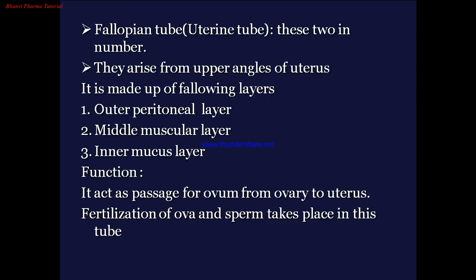Next, the fallopian tube helps in fertilization. Fertilization of the ovum and sperm takes place in this tube. This is a very important role of the fallopian tube: fertilization occurs only in the fallopian tube. After fertilization, the fertilized ovum comes into the uterine wall, the uterus.